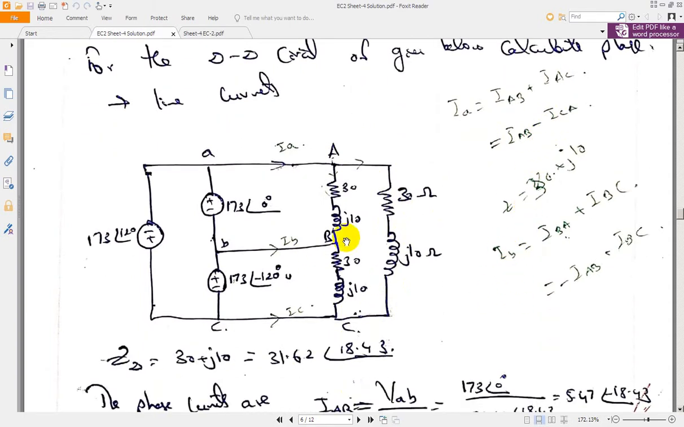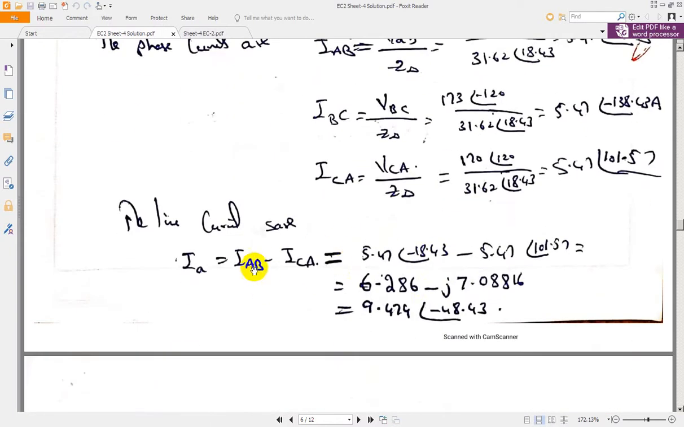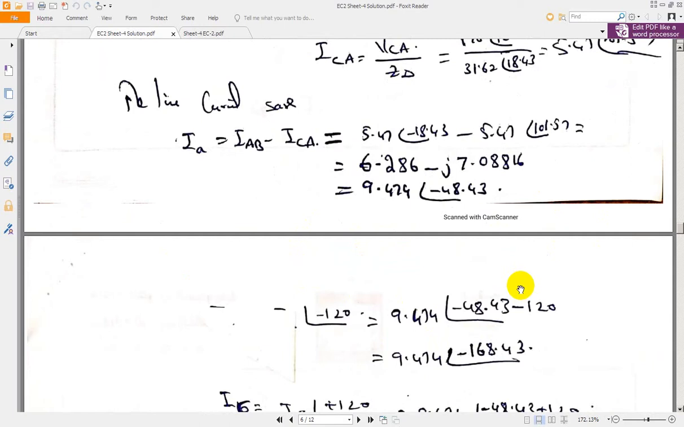Similarly, IB, at this point you can write IB is equal to IBA plus ICA, but IBA is equal to minus IAB plus IBC. Substitute the values of IAB, ICA. Let us say IA is equal to IAB minus ICA. Substitute the values of IAB, ICA. You will get it as 9.47 at an angle of minus 48.3.